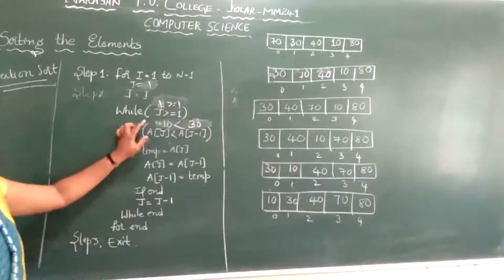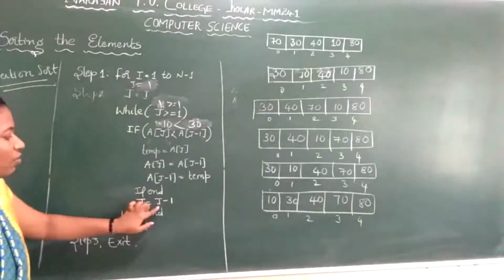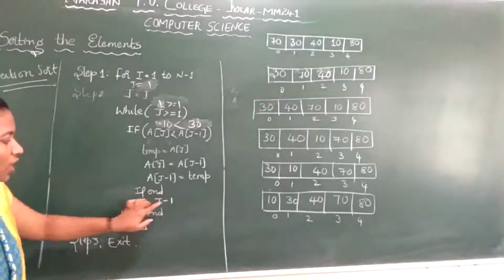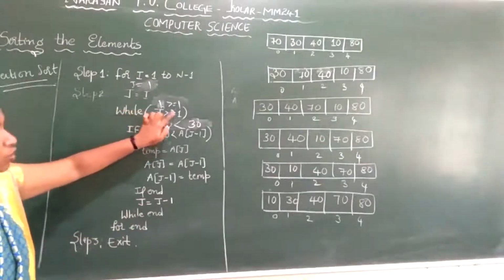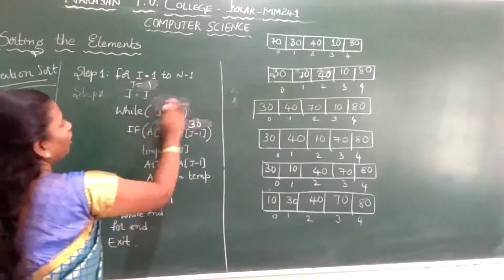Now see here. Again your j value is 1. 1 minus 1 is 0. When 1 minus 1 is 0, is j, 0, less than or equal to 1? No, the condition fails. It comes out of your while loop.